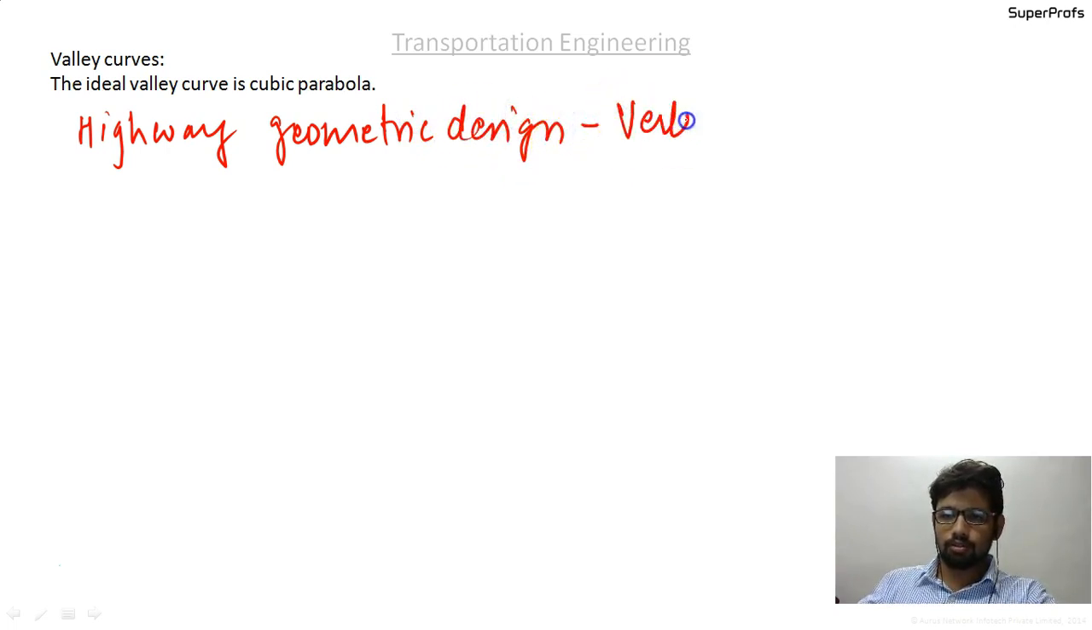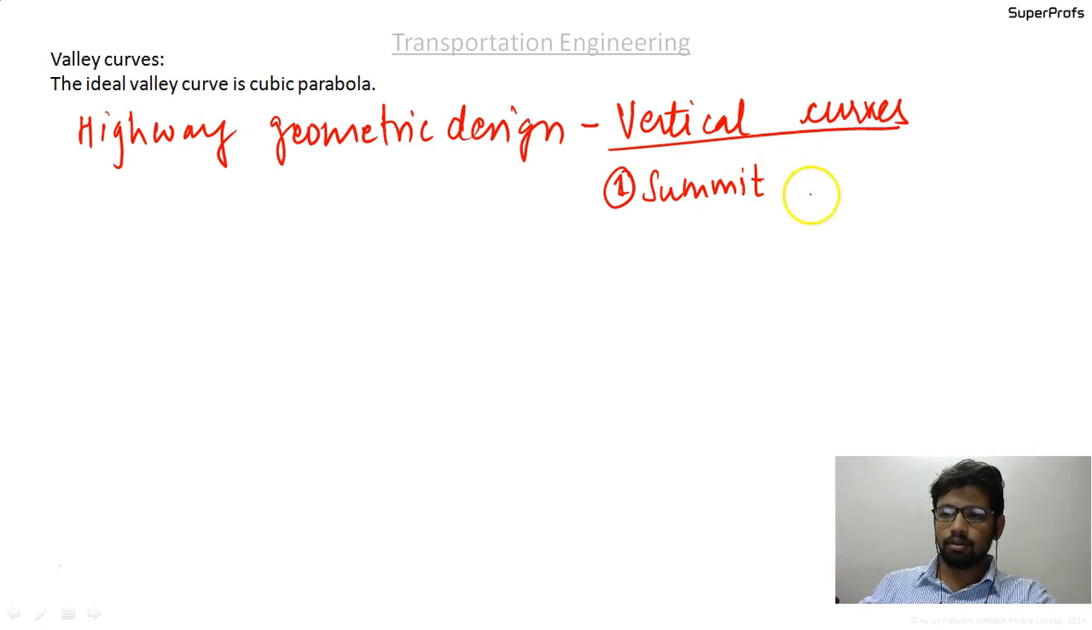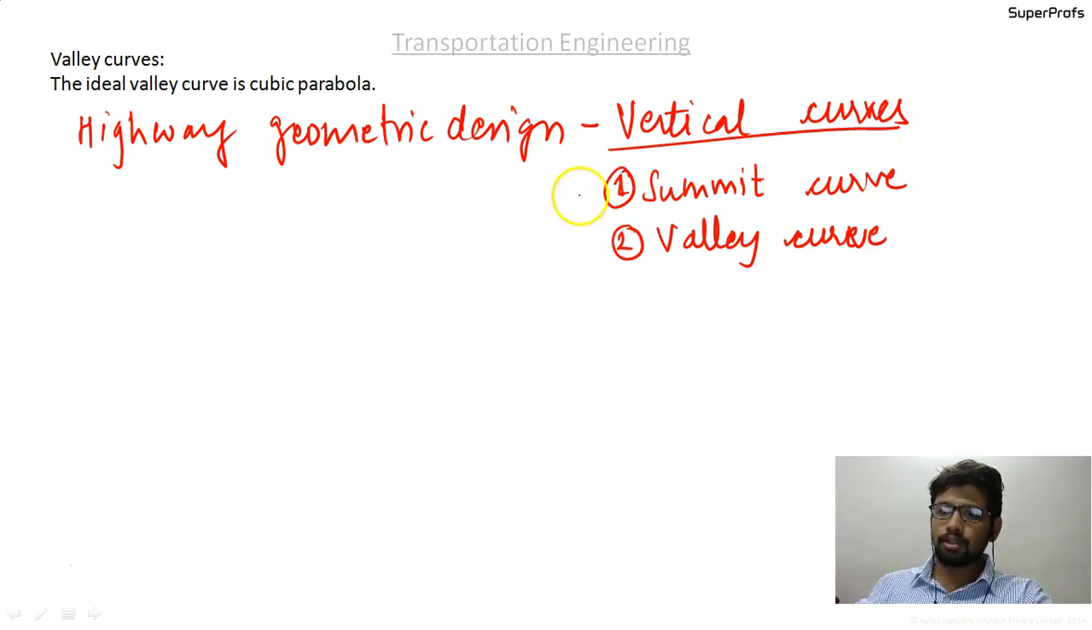vertical curves. Vertical curves, that is the curves that lie in the vertical plane. And under vertical curves there are two subtopics. First one is the summit curve, and the second subtopic is valley curve. So we have already discussed the theory of summit curves, and we are left with numerical examples based on the summit curve.